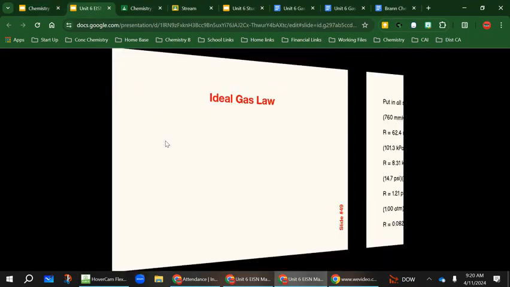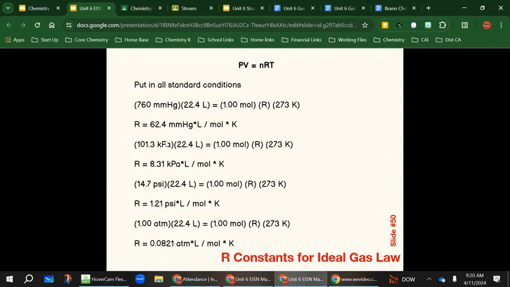Ideal gas law, ladies and gentlemen. We put in all standard conditions. Every one of them we put in a standard condition for. Here's our pressure. Here's our volume. Here's our amount of gas. Here's our temperature. R is what we call a gas law constant. And when we calculate R here, we get 62.4. And guess what? R can never change. It is a true constant.